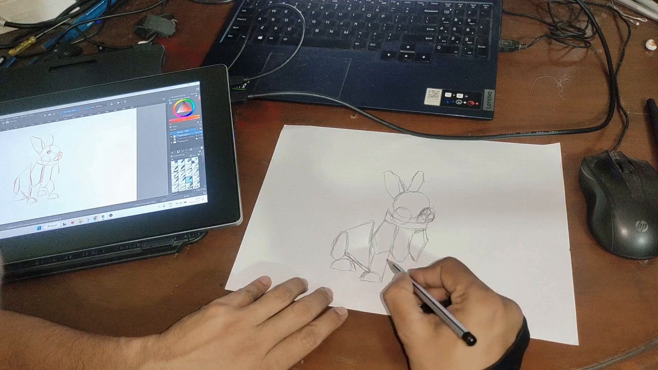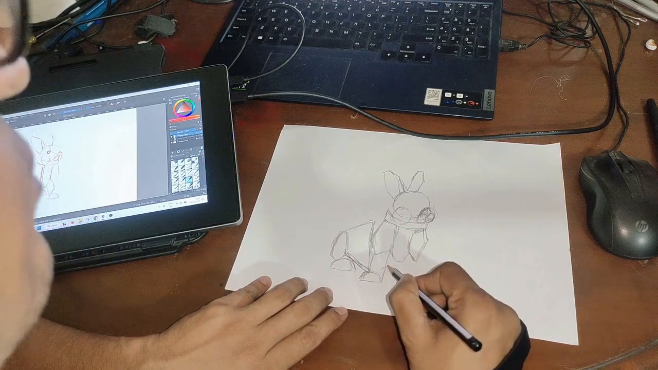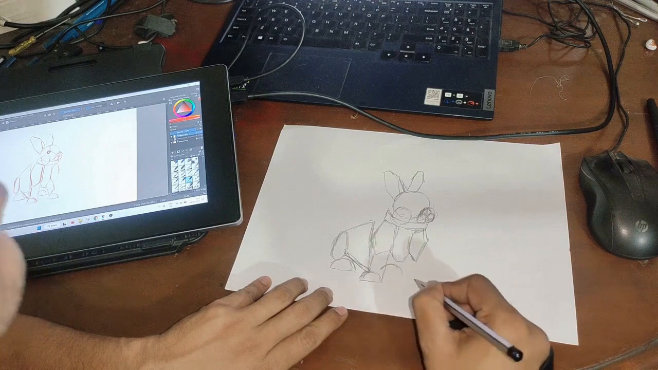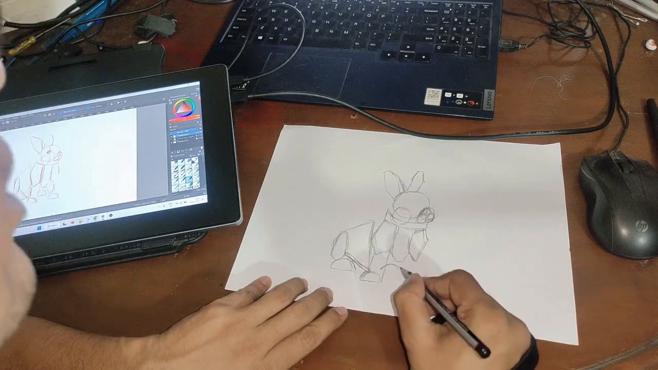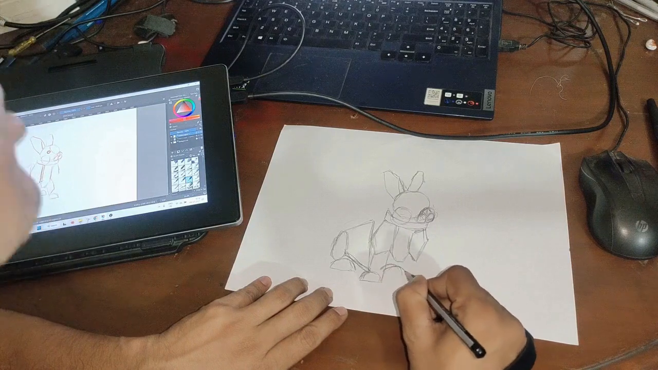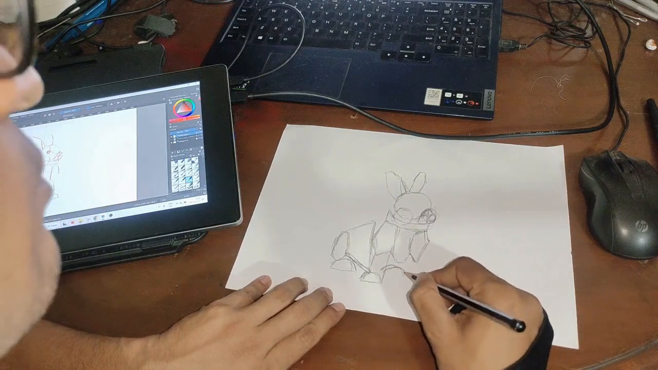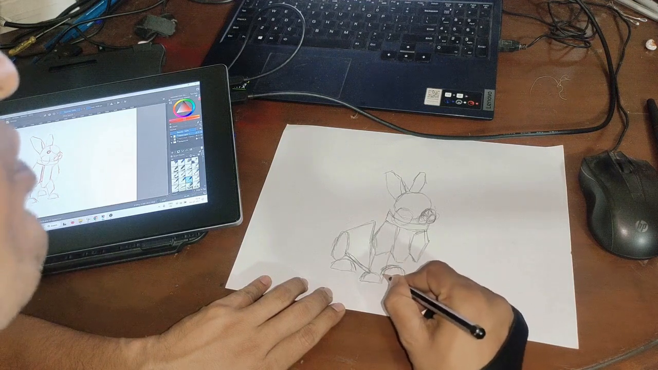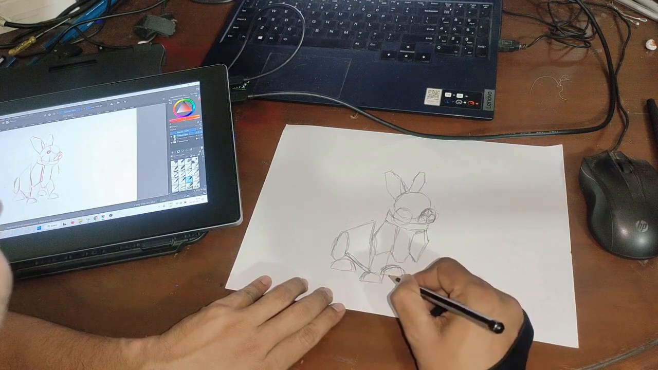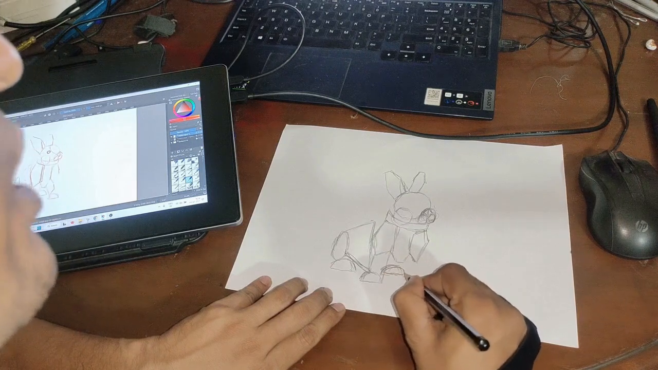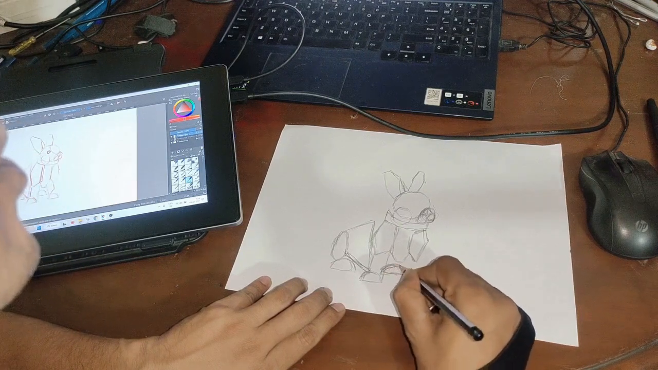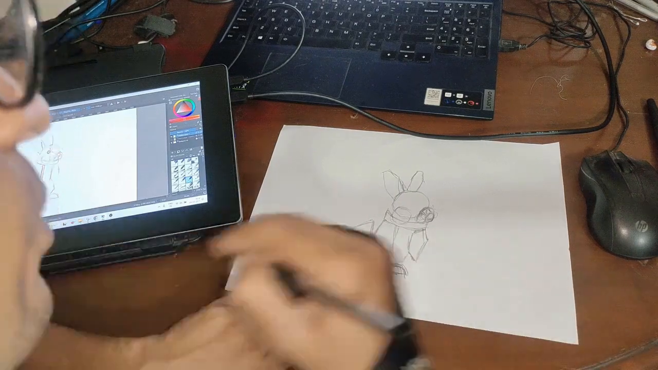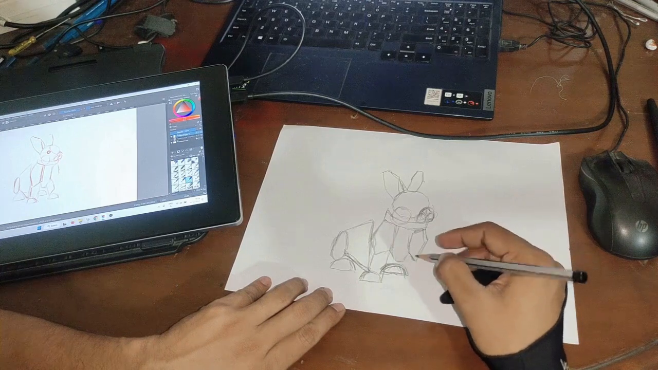Okay, this one is bigger. It actually is covering this whole thing. See, that happens with most of us. We always make the mistake of going out of the ratio. So sorry for this scratching.